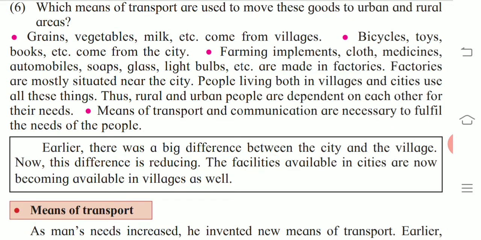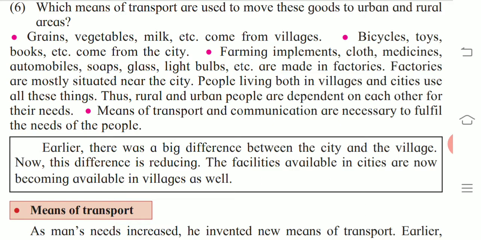Grains, vegetables, milk, etc. come from villages. Bicycles, toys, books, etc. come from the city. Farming implements, clothes, medicines, automobiles, soaps, glass, light bulbs, etc. are made in factories. Factories are mostly situated near the city. People living both in villages and cities use all these things. Thus, rural and urban people are dependent on each other for their needs.